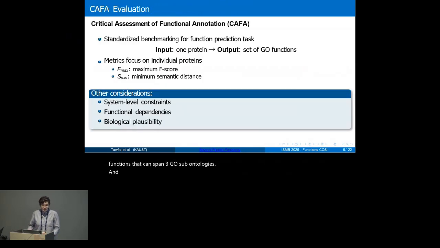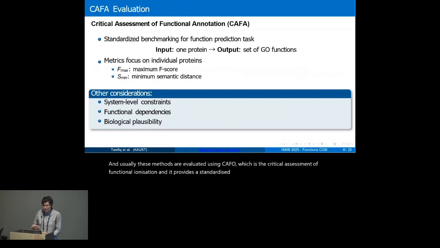Usually these methods are evaluated using CAFA, which is the Critical Assessment of Functional Annotation. It provides a standardized benchmark for this function prediction task, where again we have an input of a single protein and an output of a set of GO functions that describe the functions of the protein. The metrics are Fmax, the maximum F score, and Smin, the minimum semantic distance. These metrics are focused on the individual protein level. But there are other things that we think we need to consider, such as system level constraints, functional dependencies, and the biological plausibility of these annotations.